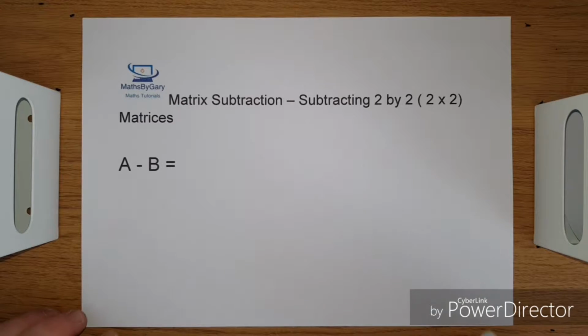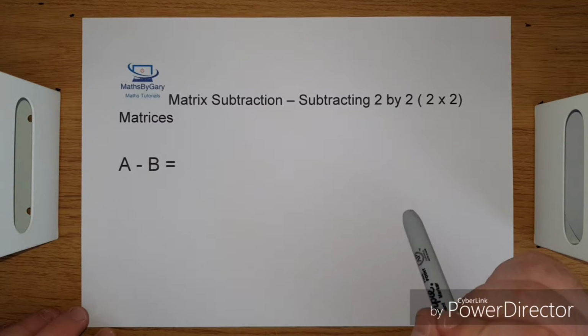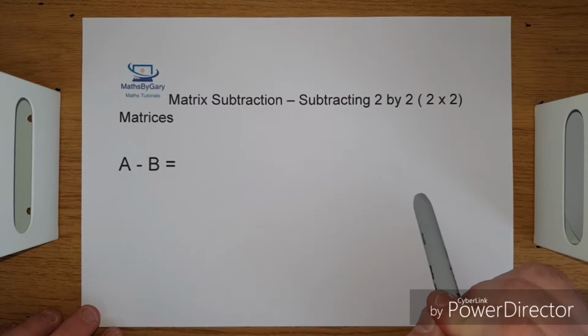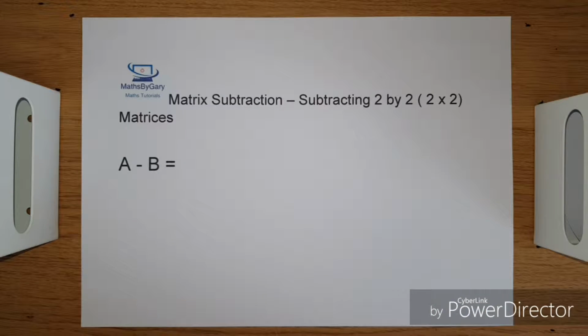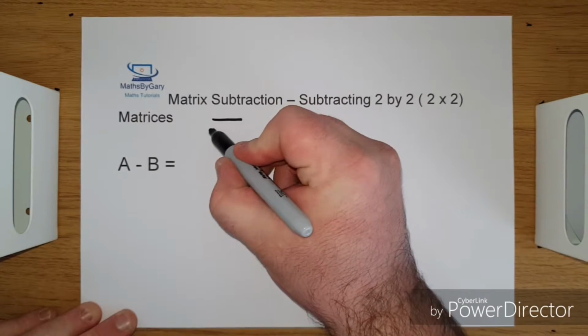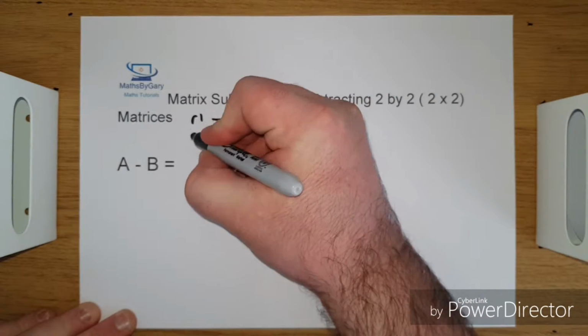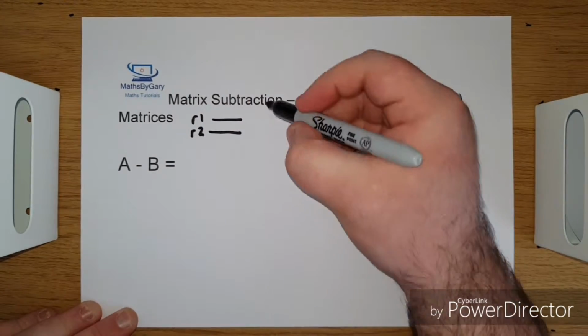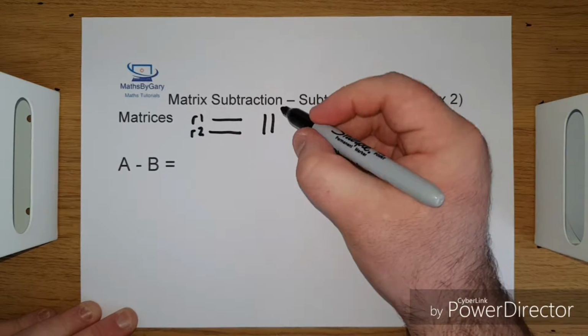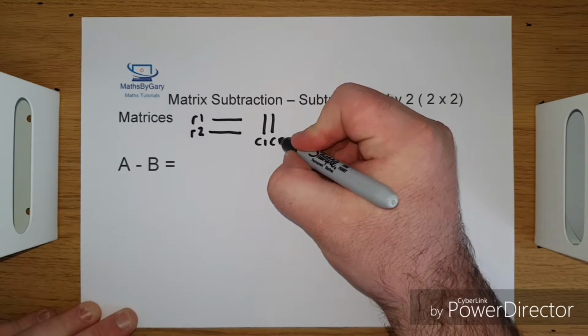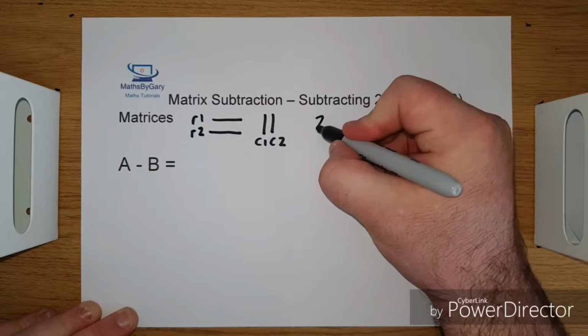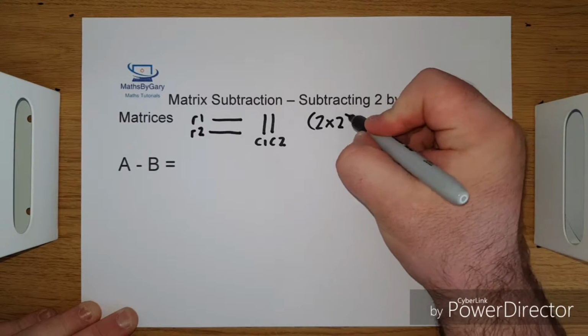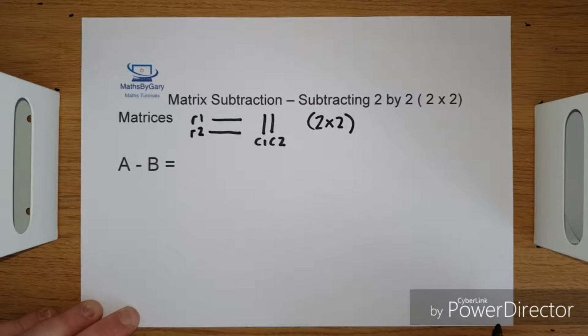So today we're going to take a look at matrix subtraction, and in particular subtracting a 2x2 matrix. So that's 2 rows and 2 columns. If you imagine the rows, that's row 1, row 2, and the columns like so, column 1, column 2. So this makes a 2x2 matrix. So what is meant by a 2x2 matrix?